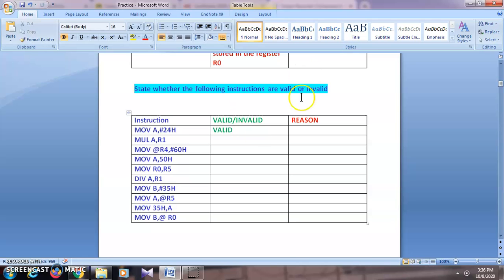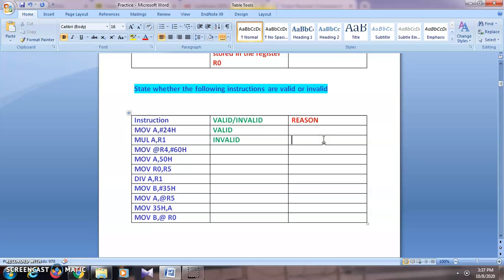Next one, MUL A, R1. Here this is a multiplication instruction where we are giving the data values to be stored in A and R1. But we know that multiplication can be used only if the data is stored in registers A and B. You cannot store the data in register R1 and use the register R1 to multiply. So therefore this is an invalid instruction.